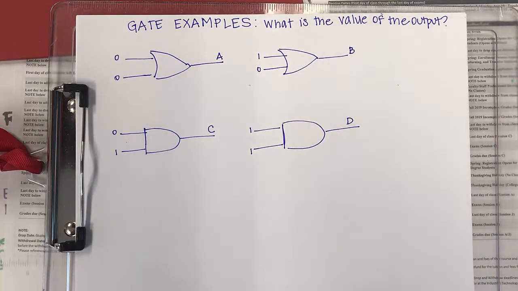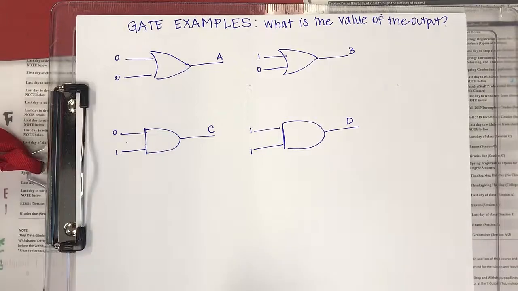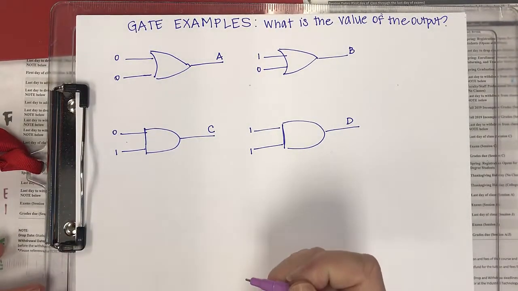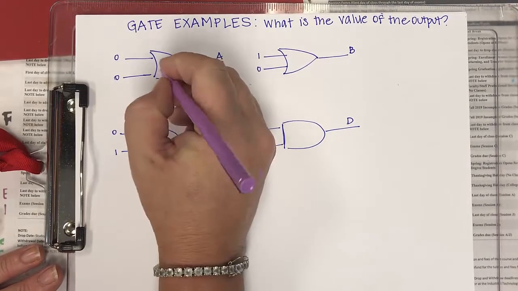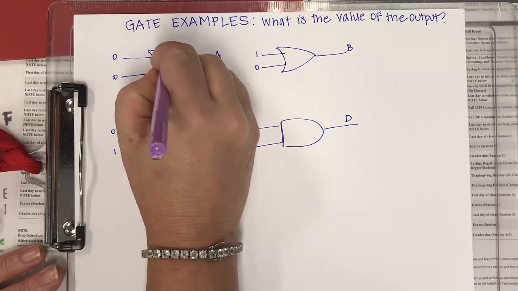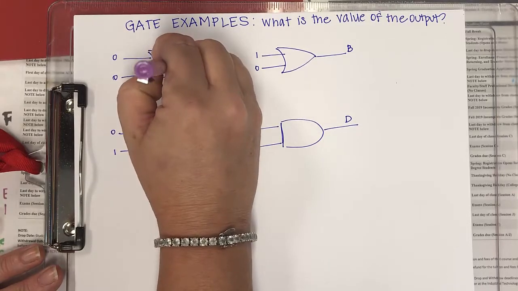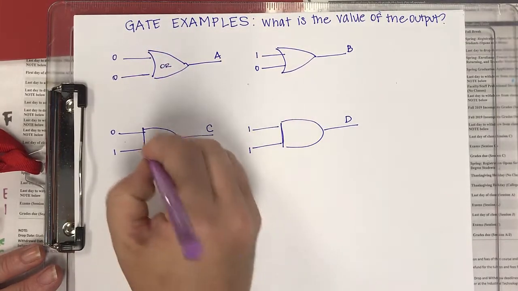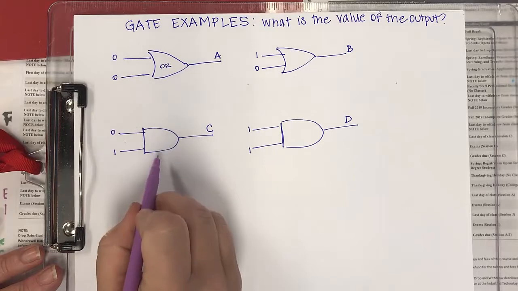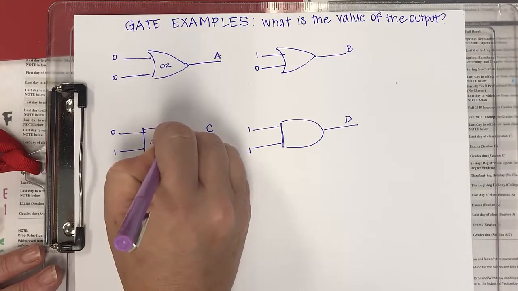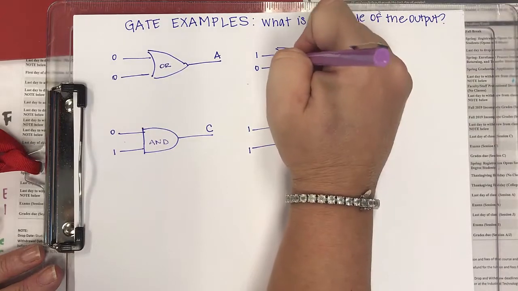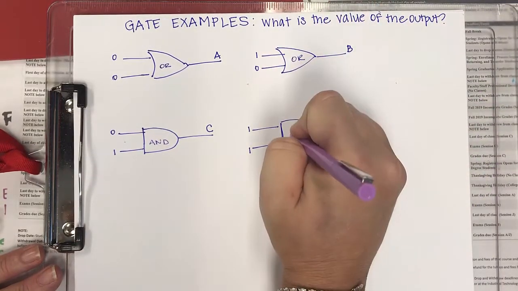Okay, so let's take a look at some gate examples, and these are just basic logic gates that you would use in digital circuits. So that shape's a little misshapen, right? But I hope you can tell that's an OR gate. And this is an AND gate here. You can see that it's rounded. So that's another OR, and this is an AND.